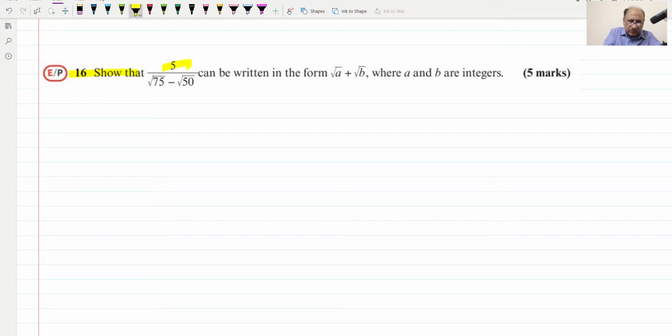Now we can move to question number 16, and in question number 16 we have to show that this one can be written in the form of root a plus b, where a and b are integers, and this is a 5 mark question. This is an exam practice question, so this is very nice practice for your exam.